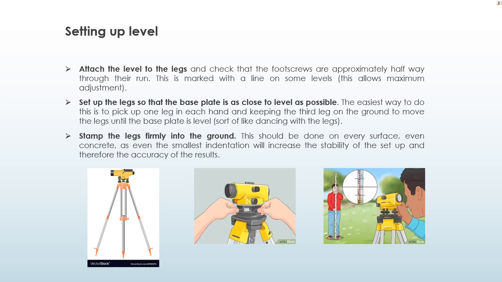So now, before you can take the reading, you need to know how to set up a level. You will need to attach the level onto a tripod and make sure that this tripod is stable on the ground. We use the 3 foot screws at the base of the level to adjust its level. So what we do is use the left thumb rule. In the next slide, we're going to explain that.